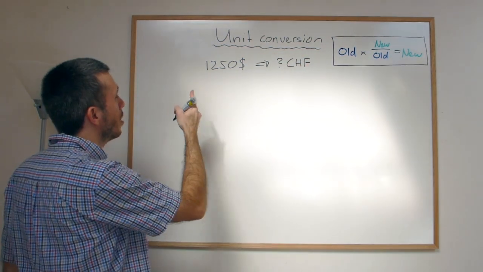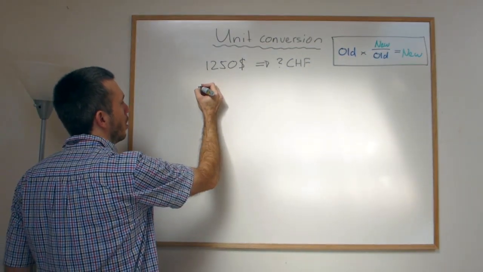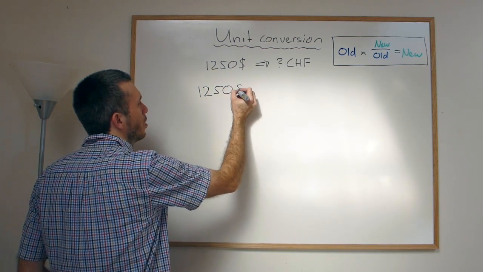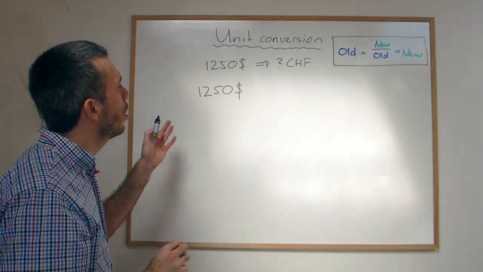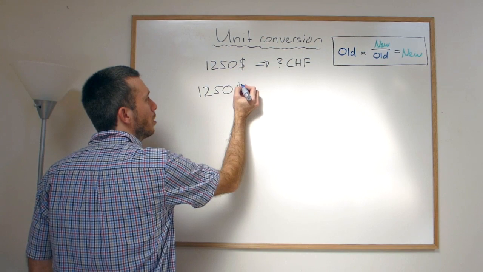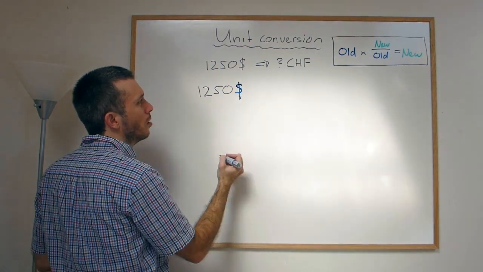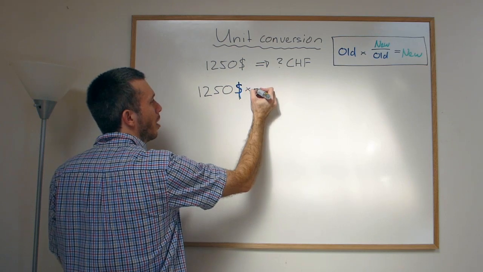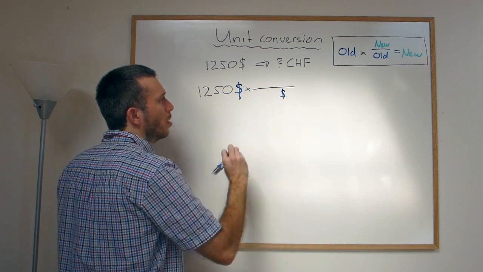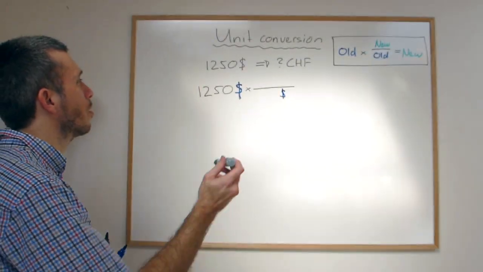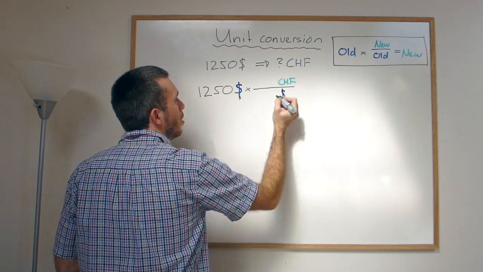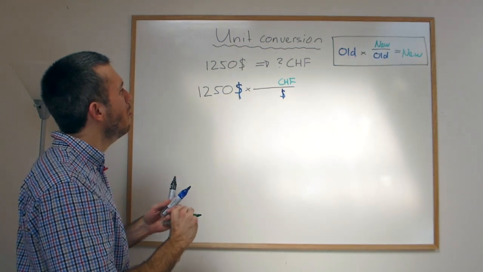So what I do, I start with what I am given, so the 1,250 Canadian dollars. And then I'm thinking of, what do I want to get rid of? In this case, I want to get rid of the dollar, the old unit. So what I do is, I'm multiplying with a fraction, and I'm putting the old unit at the bottom, and the new unit is going to go at the top. So the Swiss francs.